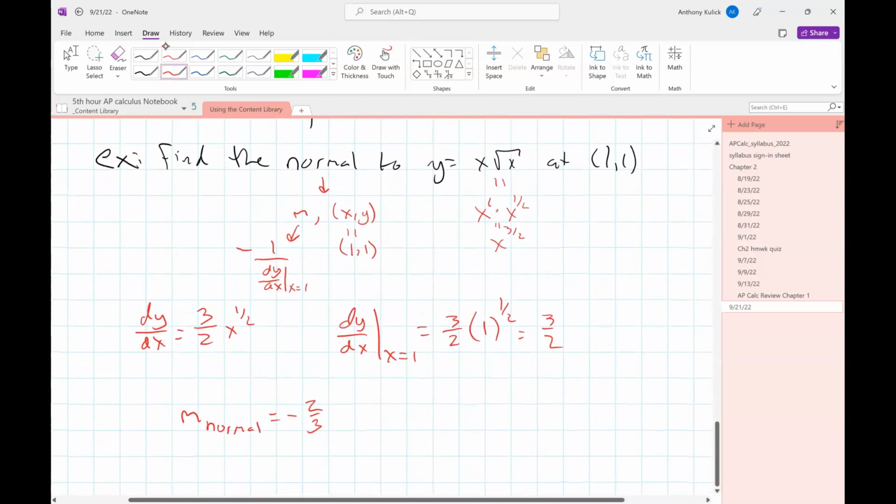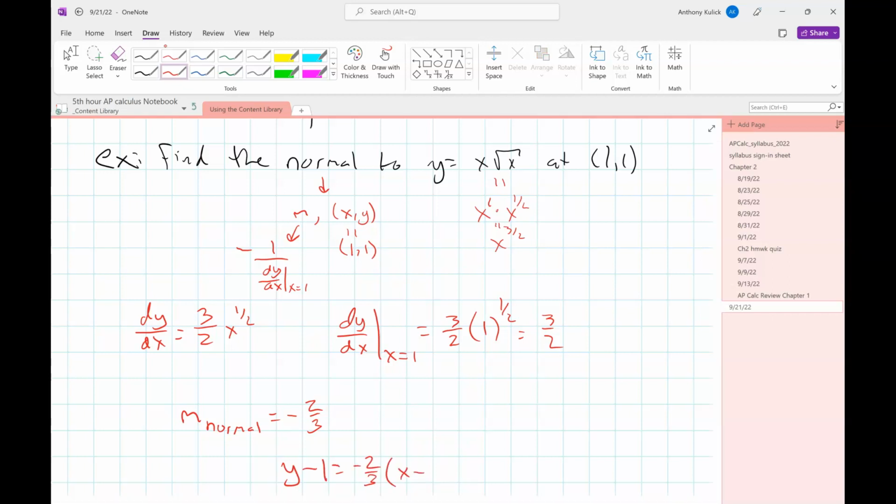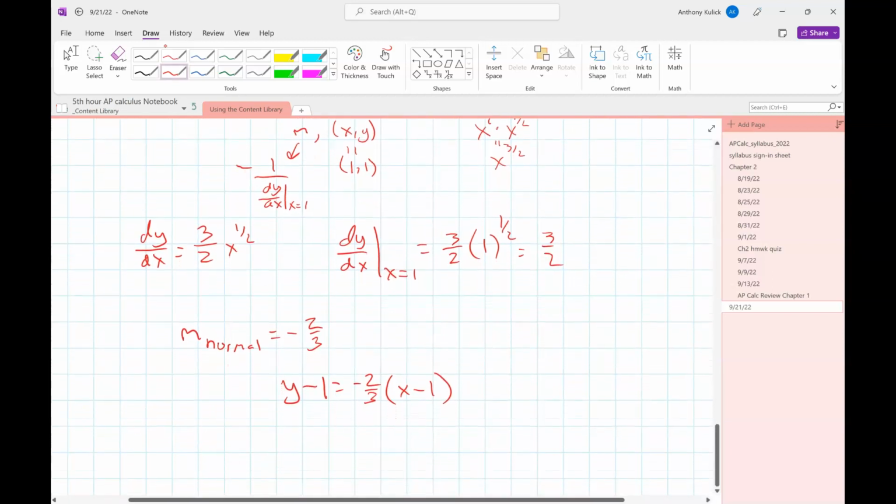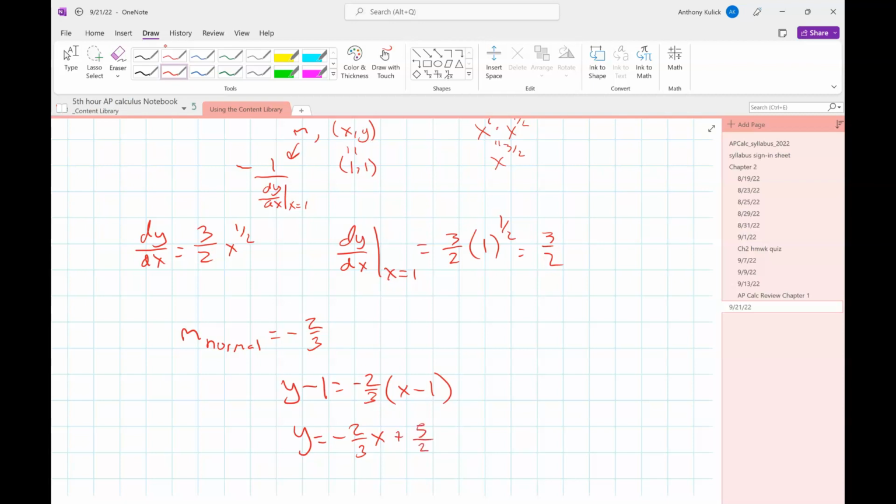Okay. So now I got everything I need. So I'm going to use the point slope equation for a line. Y minus y1 equals m times x minus x1. So I get y equals negative 2/3 x, and then I get plus 5/3.